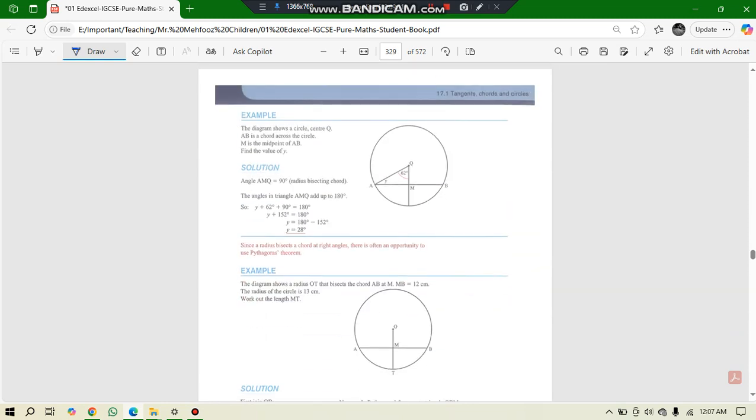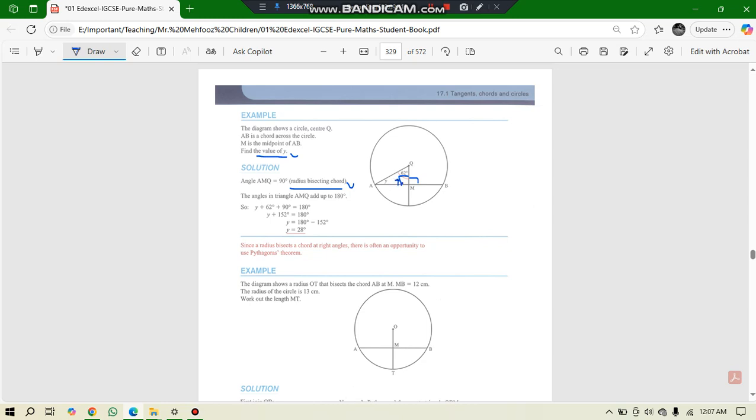Another example is that the diagram shows a circle with center Q. AB is a chord of the circle, M is the midpoint of AB, right? M is the midpoint. It means that this angle and this angle are 90 degrees. Why? Because we have studied the theorem that angle AMQ is 90 degrees, radius bisecting chord. So we have to find the value of y. So this is 90 degrees.